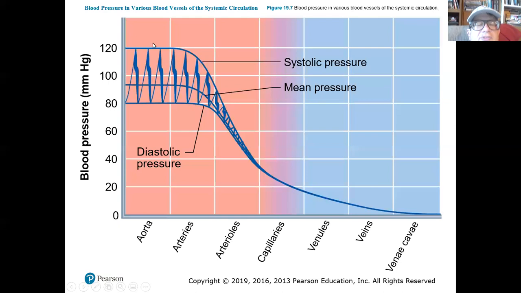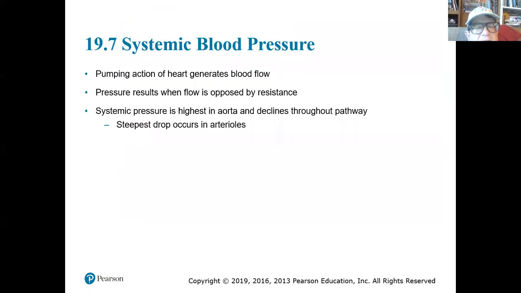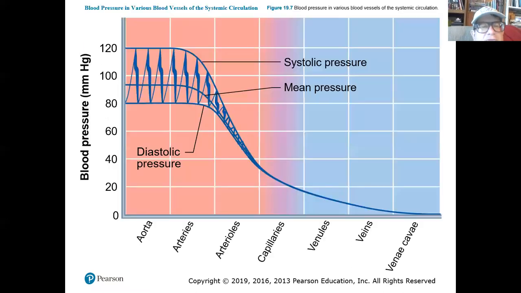You might say, what are these spikes? Those spikes are the systolic, diastolic, systolic, diastolic of the heart. But with every systolic, we expand the aorta and then it will slowly return. Next heartbeat comes, it'll slowly return. This smooths out the pressure changes, but we'll get to that. Systemic pressure is highest in the aorta, declining through the pathway.